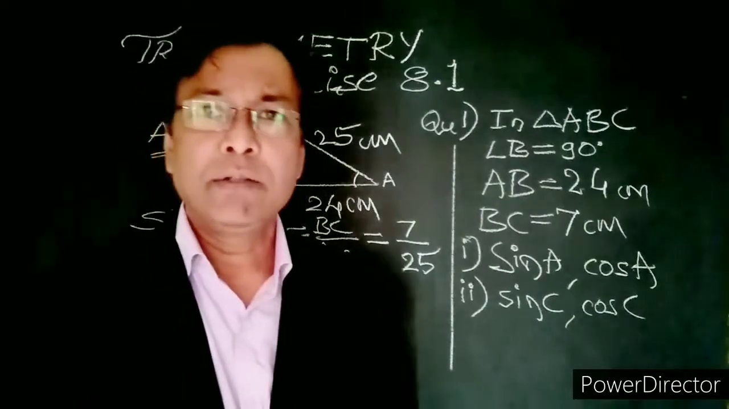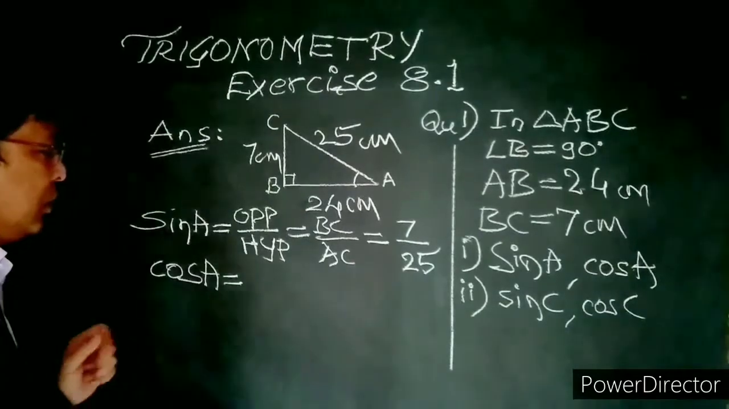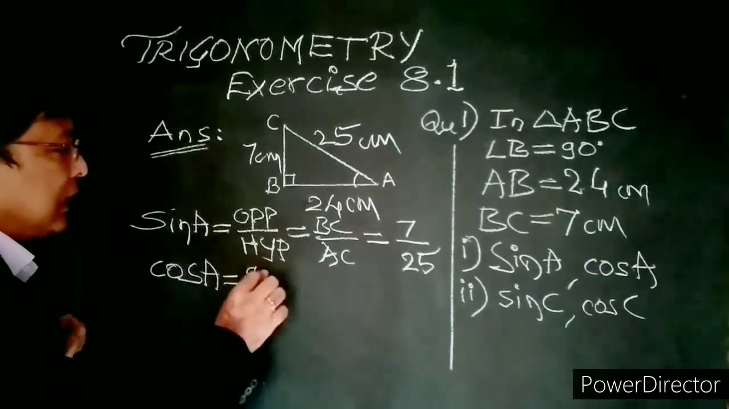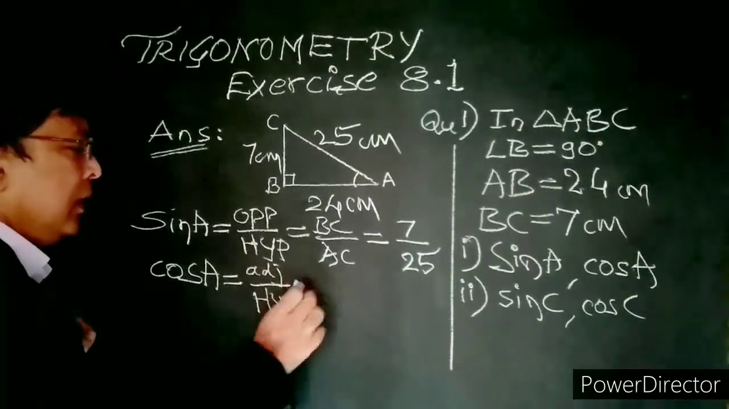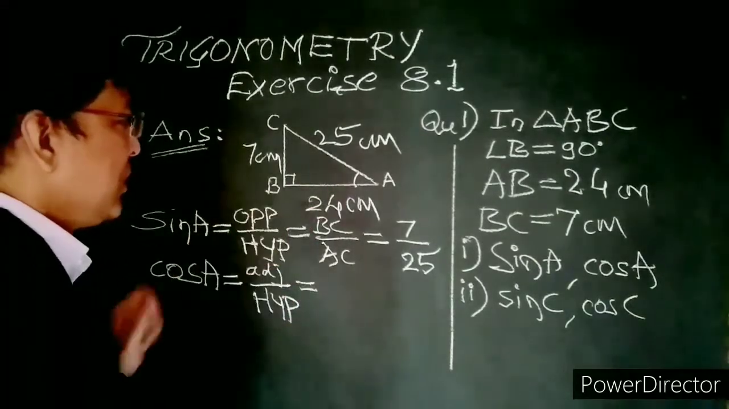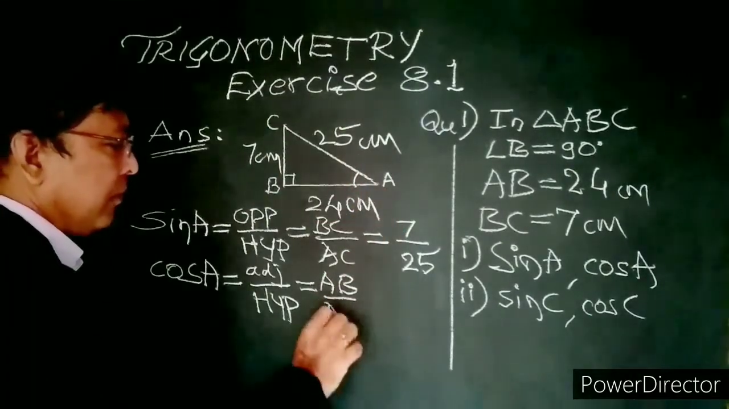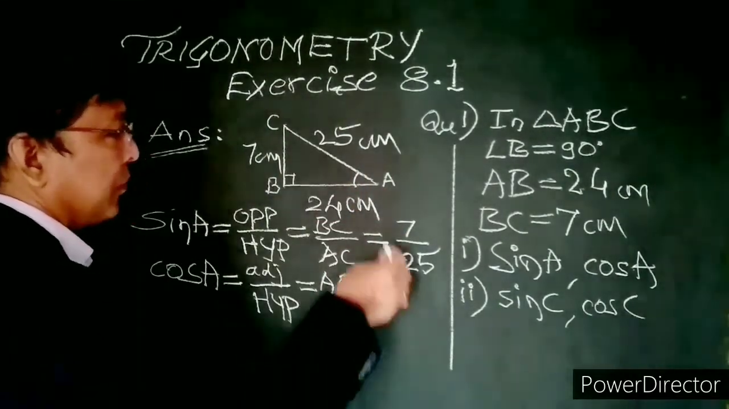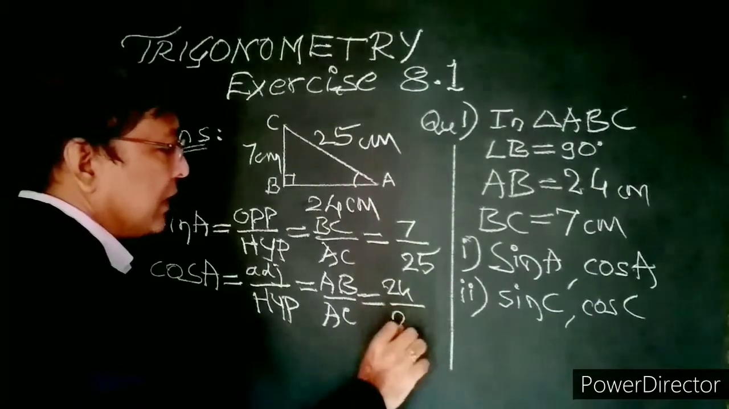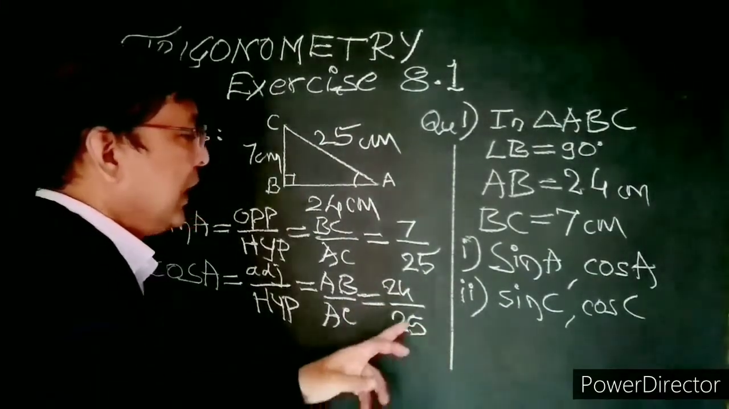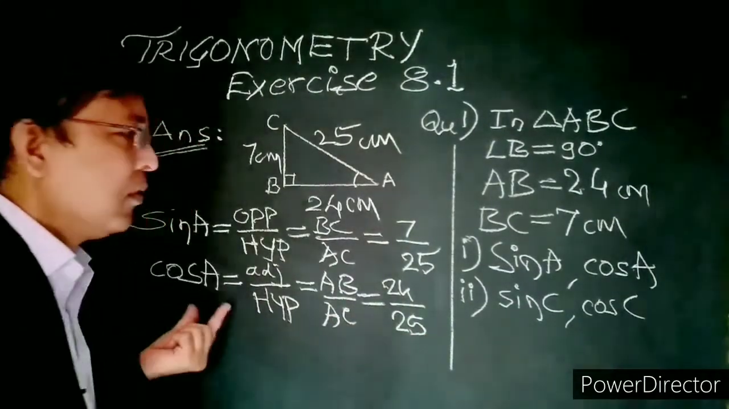In the previous video, I have given the trigonometric ratios. In that video, I told you that cos A is nothing but adjacent side divided by hypotenuse. Here, adjacent side is AB, hypotenuse is AC, that is equal to 24 centimeter divided by 25 centimeter. The centimeters get cancelled, we get 24 upon 25. This is the value for cos A.